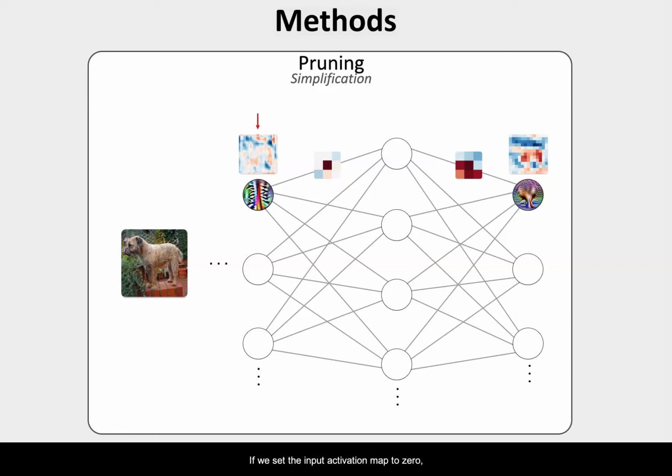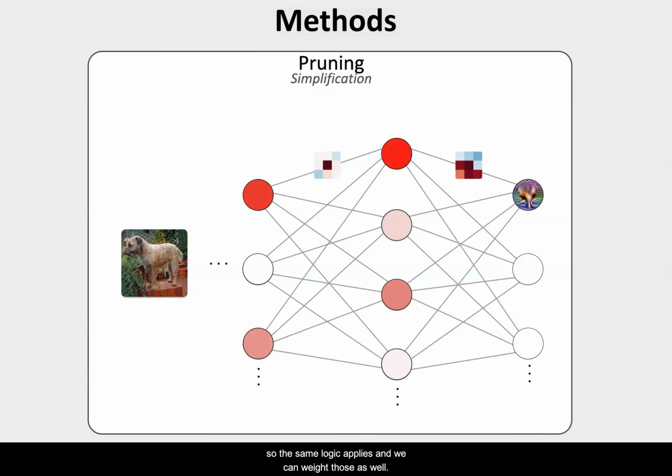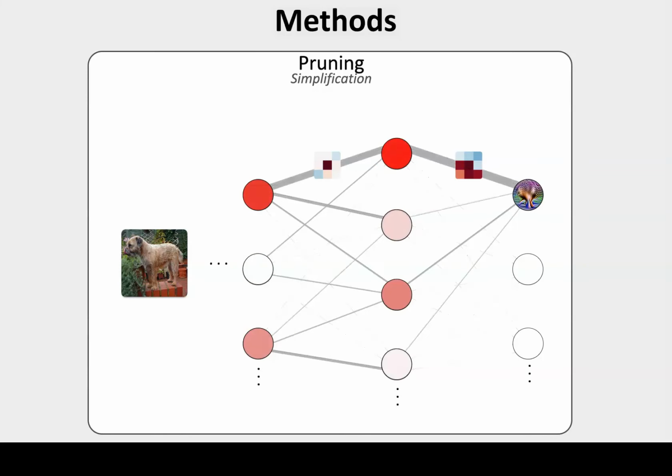If we set the input activation map to 0, then run the model forward, the output activation map changes. Cool. What about this next input feature? We zero its map, run the model, and no change. So the first feature is important for how the furry leg detector responds, but the second feature isn't. We can apply this logic to all nodes in our network diagram, giving each a scalar importance weight. Edges pass activation maps too, so the same logic applies and we can weight those as well.